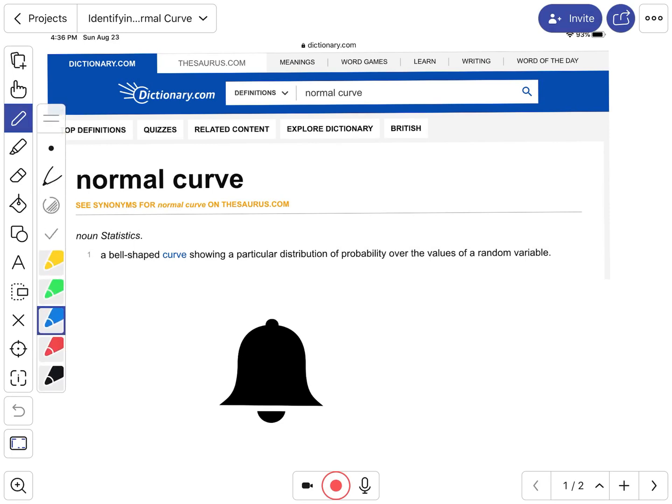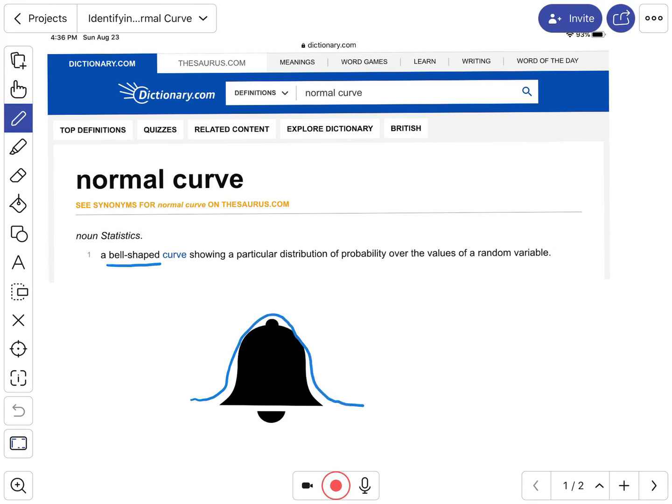I'm going to go over what it is to have a normal curve. I found this definition at dictionary.com, and it defines the normal curve as a bell-shaped curve. Here's a bell, and to emphasize what makes it important, let's describe what a bell looks like. You can see here that a bell is symmetrical.